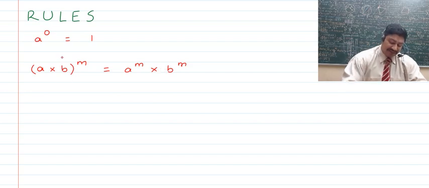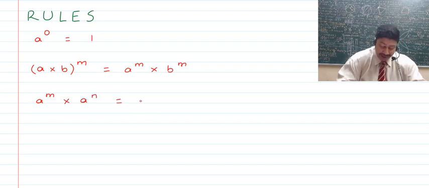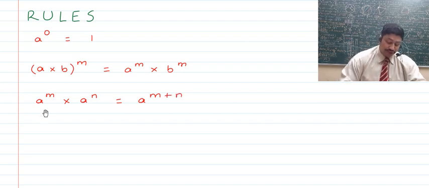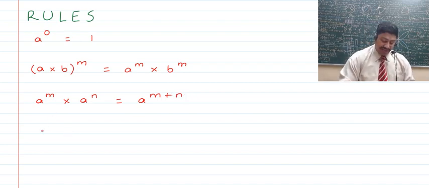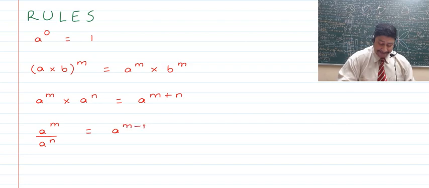Now next after this is the rule that if you have a raised to the power m which is multiplied with a raised to the power n, then that will become equal to a raised to the power m plus n. That means if there are two numbers which are multiplied such that their bases are the same, then the indices will be added whether they are equal or unequal, right? Next, children, we have the rule that if we have a raised to the power m which is divided by a raised to the power n, then this will be given by a raised to the power m minus n.